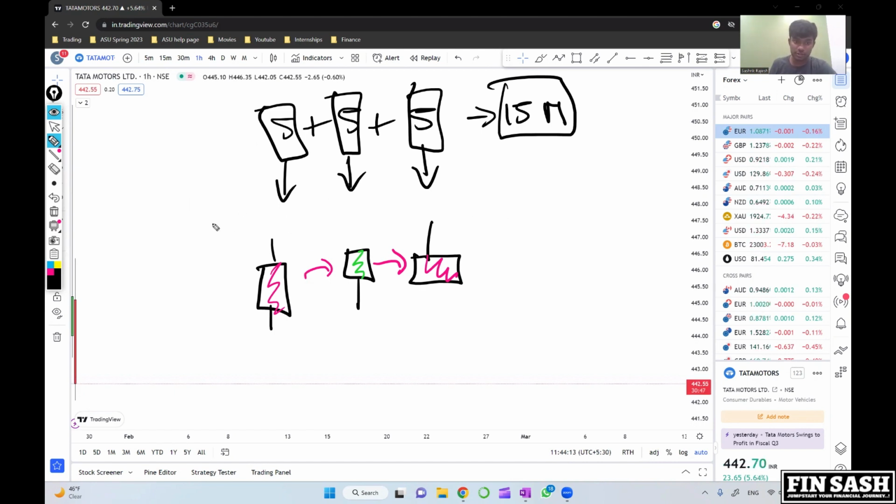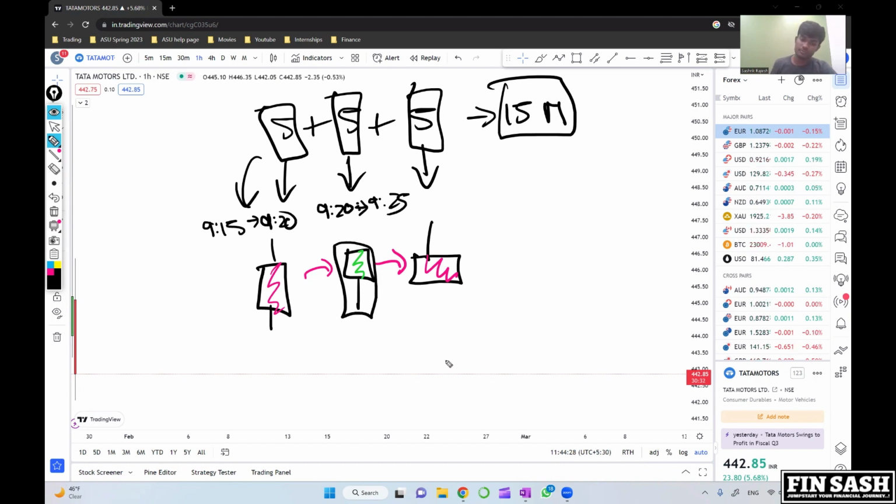But this is from 9:15 to 9:20, right? So this is the first 5 minutes of the market. Let's take the next 5 minutes, so 9:20 to 9:25. You guys see this candle.